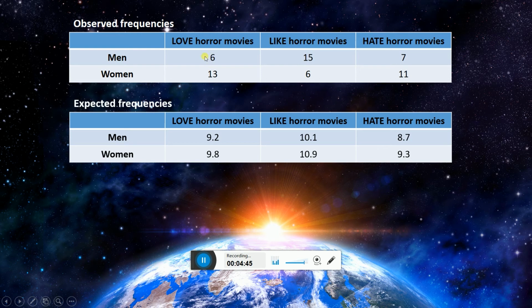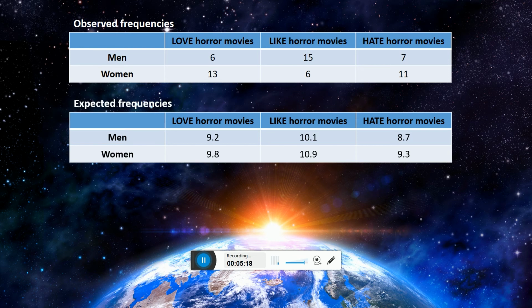All right, so again, these are the frequencies that we observed. These are not calculated. These frequencies are calculated, therefore they are theoretical, and they are calculated in such a way that they will represent the frequencies of what we would expect to see if there's no relationship between sex and whether or not the participant loved, liked, or hated horror movies.